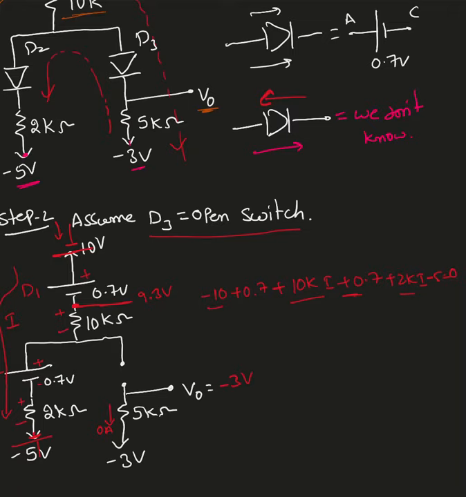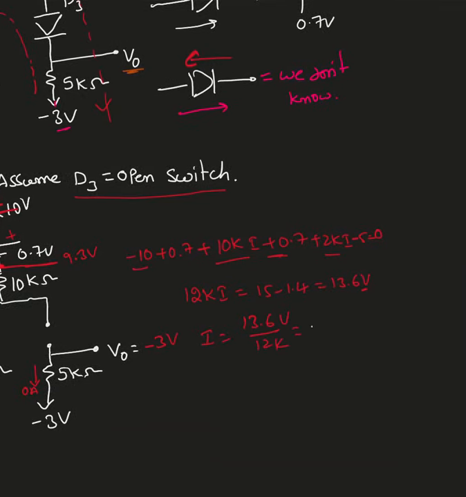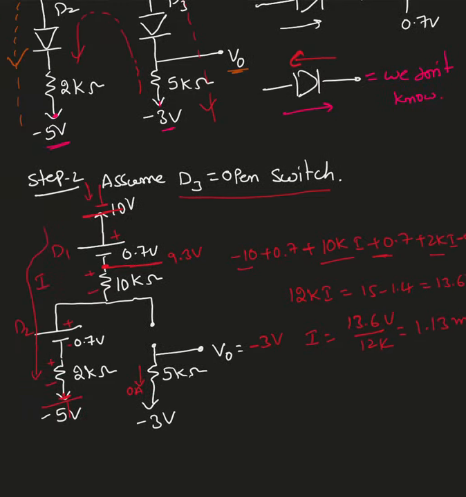So here if we solve this, it is going to be 12K times I must be equal to minus 10 minus 5, that is 15 minus 1.4, which is 13.6 volt. So our current must be 13.6 volt divided by 12K. That current equals 1.13 milliampere. So the current passing through this is 1.13 milliampere.